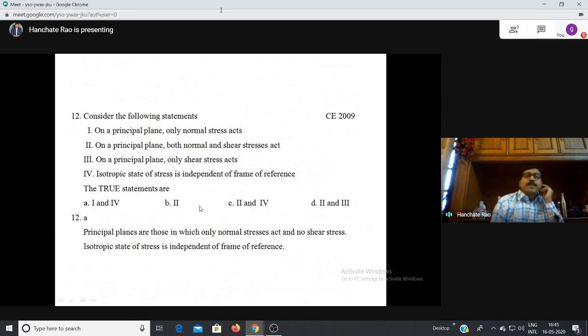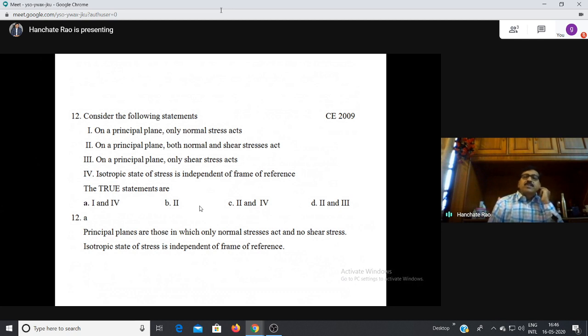Consider the following statements. On a principal plane, only normal stress acts. This is correct. On a principal plane, both normal and shear stresses act? No, it is wrong. On a principal plane, only shear stress acts? Wrong. On a principal plane, the shear stress is 0, so there is no shear stress.